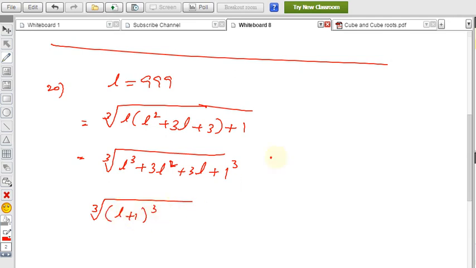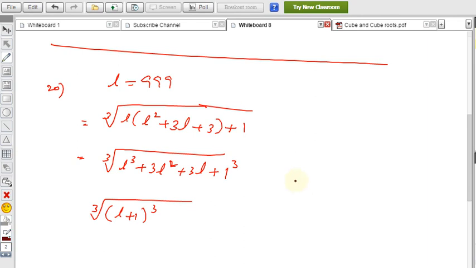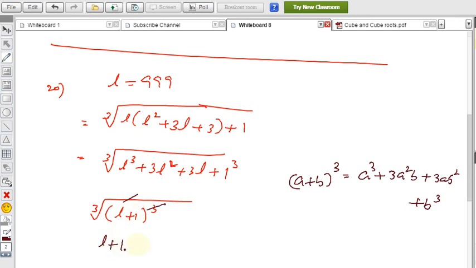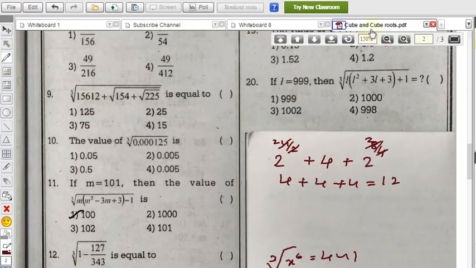A plus B whole cube is A cube plus 3A square B plus 3AB square plus B cube. So cube and cube root get cancelled, then L plus 1. But L is given as 999. So L plus 1 is equal to 999 plus 1, which is 1000. So the value of the given expression is 1000.